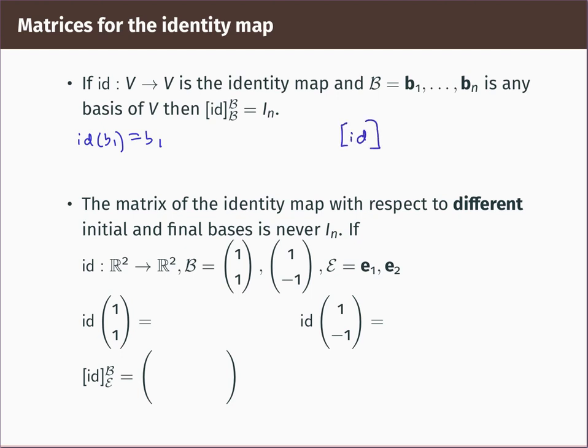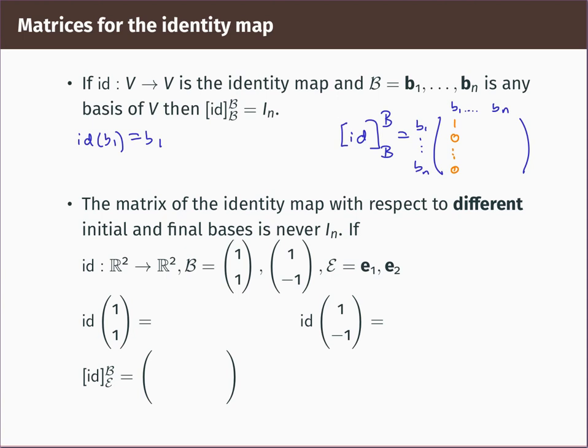ID with respect to initial basis B, final basis B: rows are labelled by the basis we're using for the codomain, which is B1 down to Bn. Columns are labelled by the basis we're using for the domain. Again, that's B1 up to Bn. And we've just seen that the identity applied to B1 is B1 again, so the first column, I'll do this in a different colour, is 1, 0, 0.